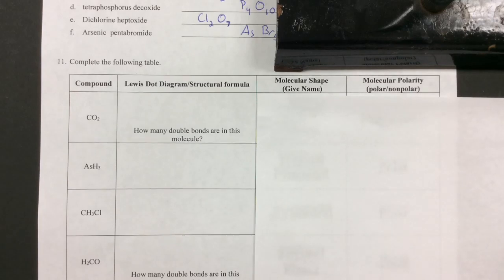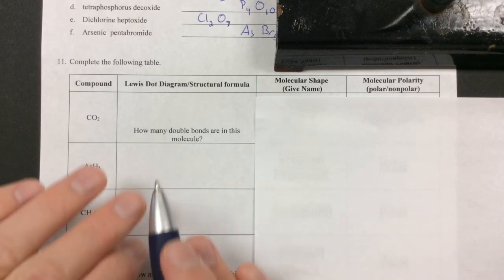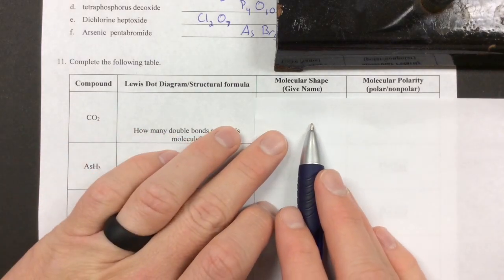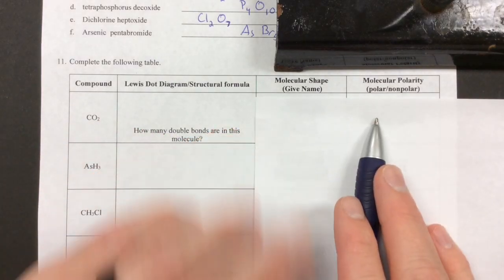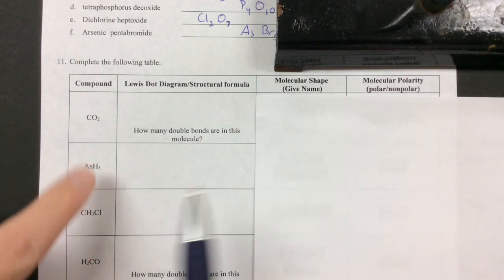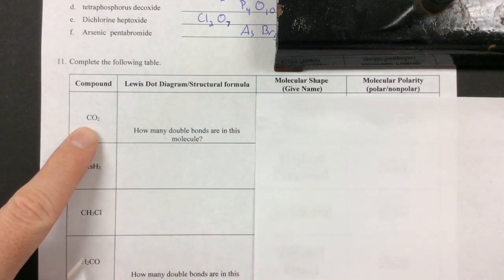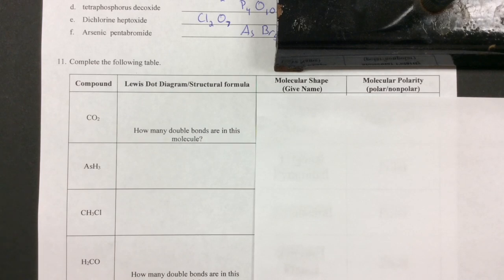Last part here deals with the Lewis dot diagrams and the structural formulas. What we're going to do is make the Lewis dot diagrams, come up with a name for that shape, and determine whether it is polar or not. A couple items to remember: when we have a molecule with carbon, carbon always goes in the middle. If we don't have carbon, the most electronegative element will go in the middle.